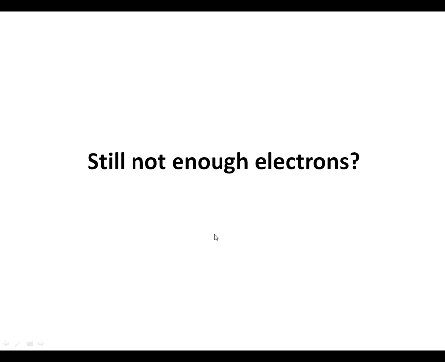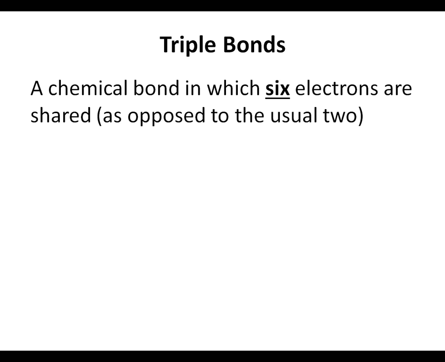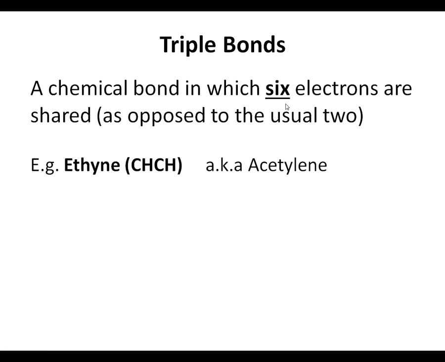So, what do you do if you have a double bond and that's still not enough electrons to form an outer shell? Well, the answer, just as before, is again to share even more. So a triple bond, and this is going a bit further, you probably don't need to know about these, but a triple bond is a bond in which 6 electrons are shared, as opposed to the usual 2.